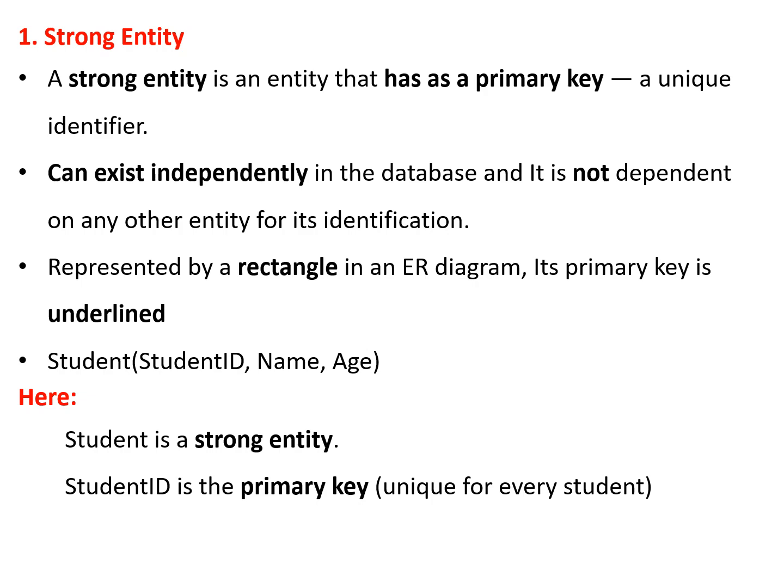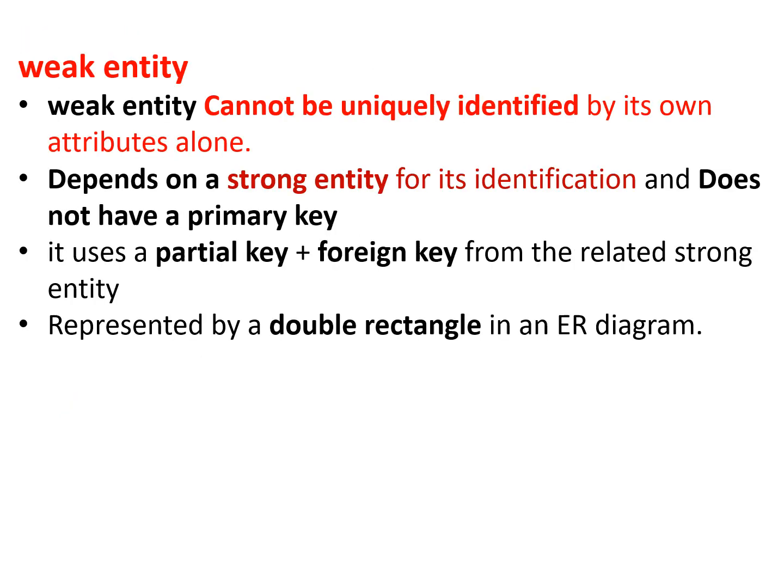For example, student is a table. Here student ID, name, and age will be the attributes. Student ID will act as the primary key because it is a unique representation of every student. So that's what we are saying, student ID is a primary key. That student is a strong entity and student ID is the primary key. It does not depend upon anything.